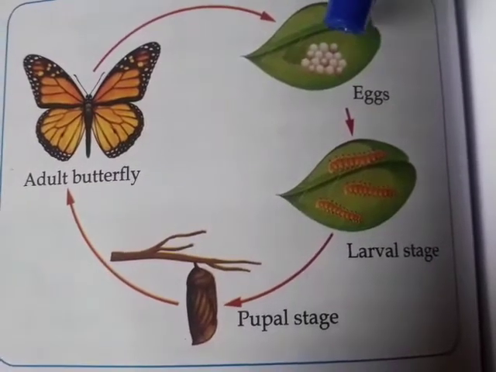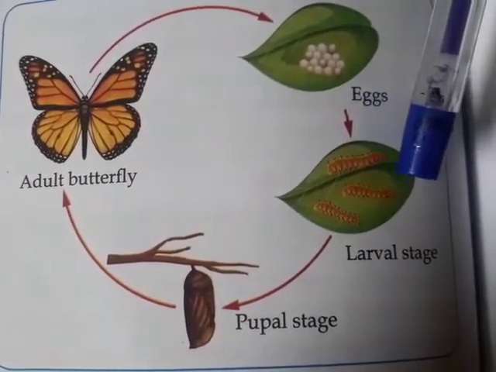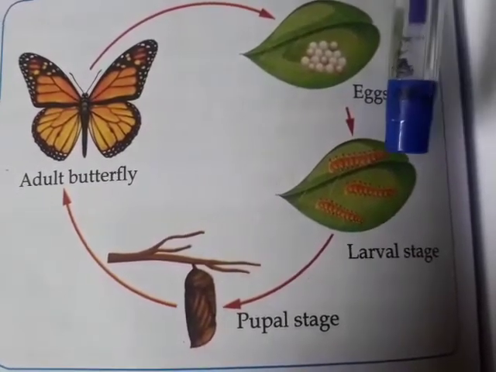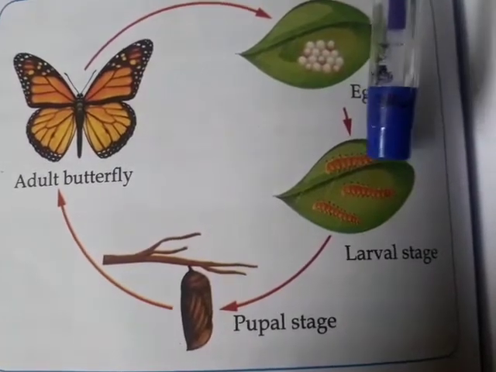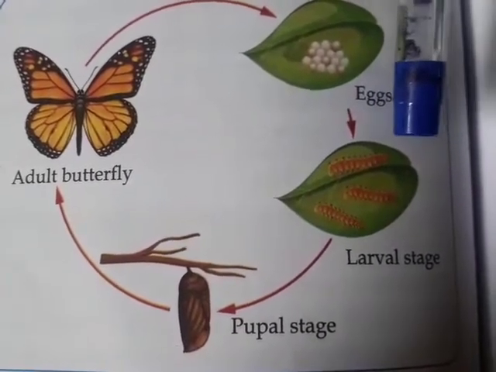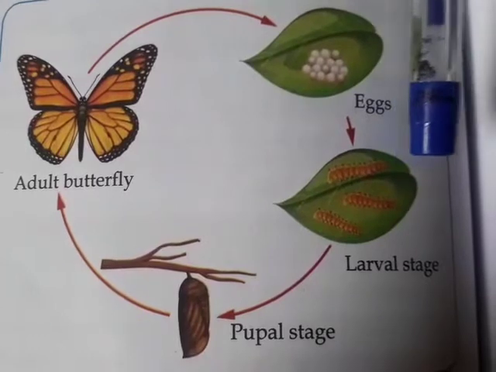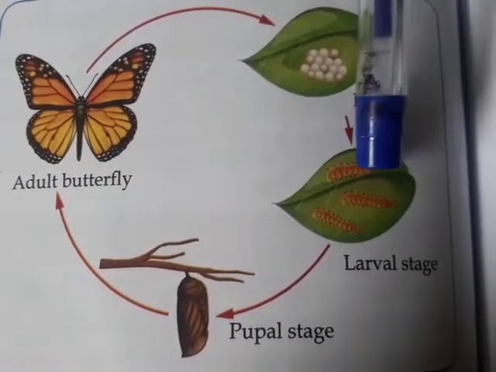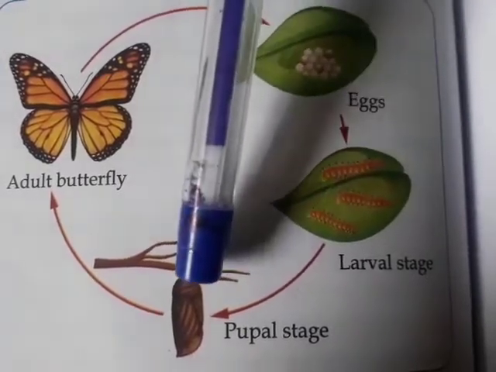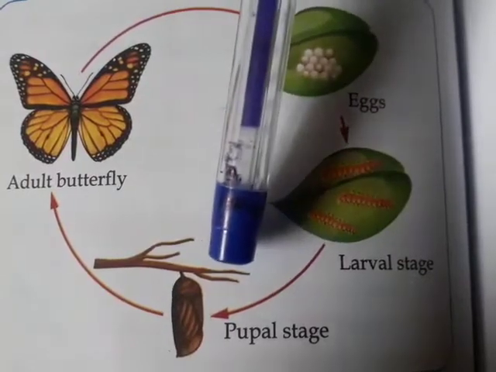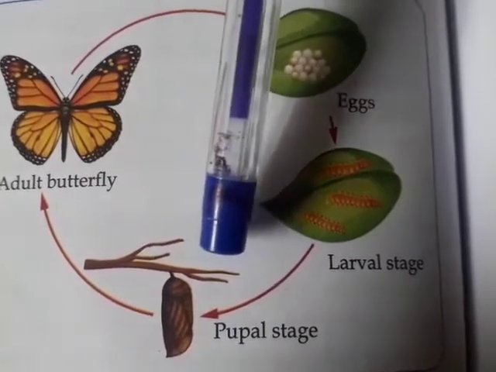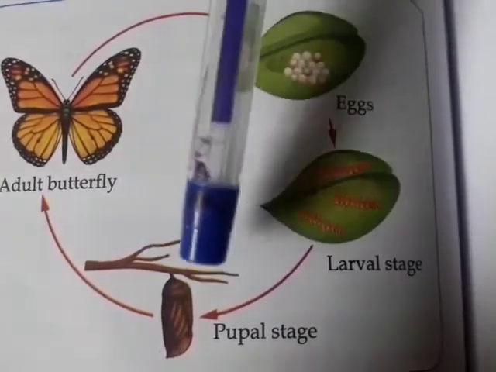The eggs hatch and then the larva comes out. That larva is nothing but a caterpillar. Okay, they look like worms. Now this larva feeds on the leaf and it keeps eating and eating and becomes big and fat. After this larva stage, the caterpillar starts weaving around itself a thing called a cocoon. So the cocoon is made by the larva, around the caterpillar.